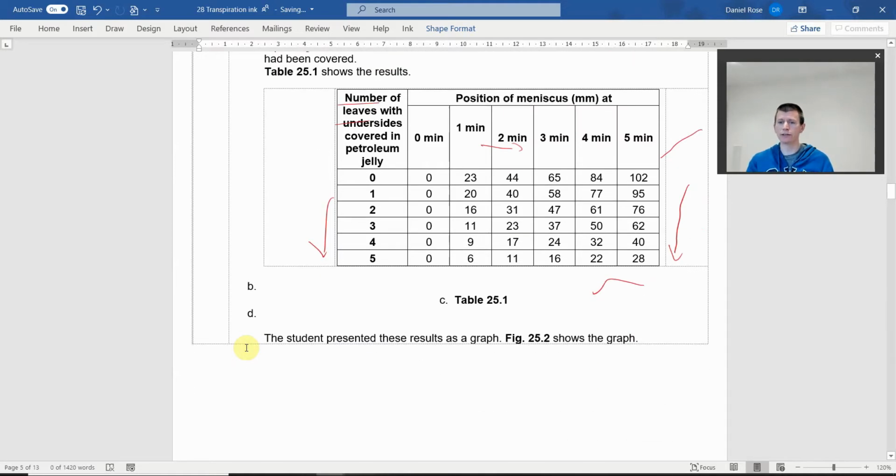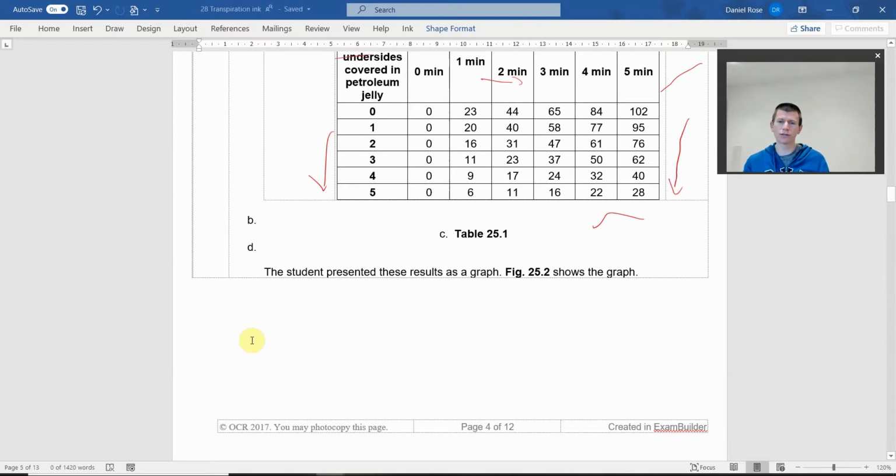I'm breaking it down, and now I'm not being led by the exam question, or misreading the exam question, because I've pre-analysed the graph myself.